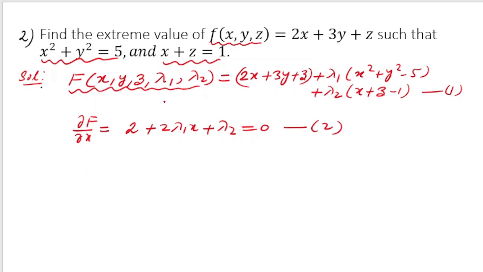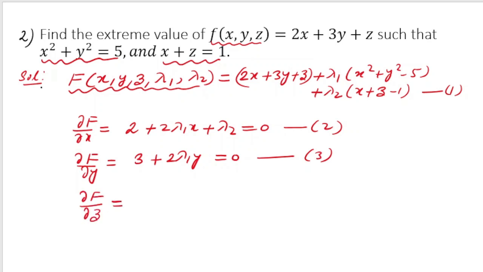Now if I differentiate this with respect to y, so what will I get? Del f by del y. So I will get 3 plus 2 lambda 1 y, and there is no y term in the last one, so that will be just it. So I will write that is equal to 0. So this is equation number 3, and then we differentiate it with respect to z. So del f by del z will be equal to: the first one will give me 1, the second one will not give me anything, right, because there is no z. The third one will give me lambda 2, so I write lambda 2 is equal to 0. So this is equation number 4.